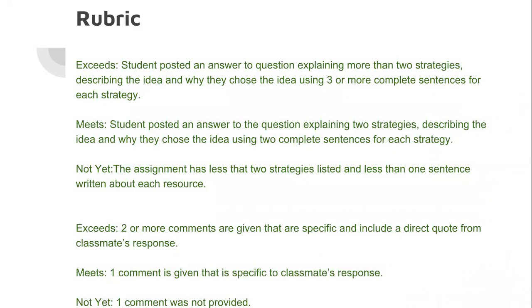Then to get in the meets expectation part, the student posts an answer to the question explaining 2 strategies, describing them, and then why they would be helpful. With this one, each strategy is answered with at least 2 complete sentences. So you would have at least 4 sentences for the meets expectation. Not yet is that 2 strategies are not explained. And then for responding to a classmate's post, exceeds is responding to 2 or more, meets is responding to 1, and not yet is not responding.